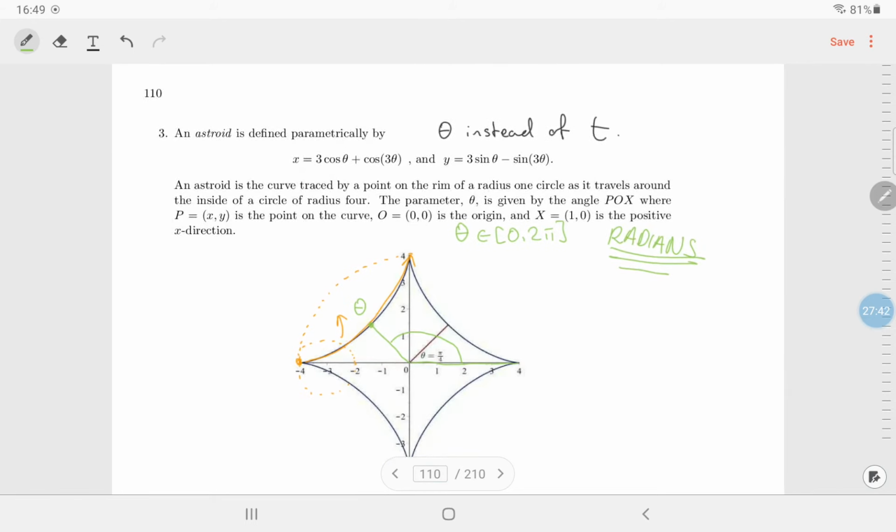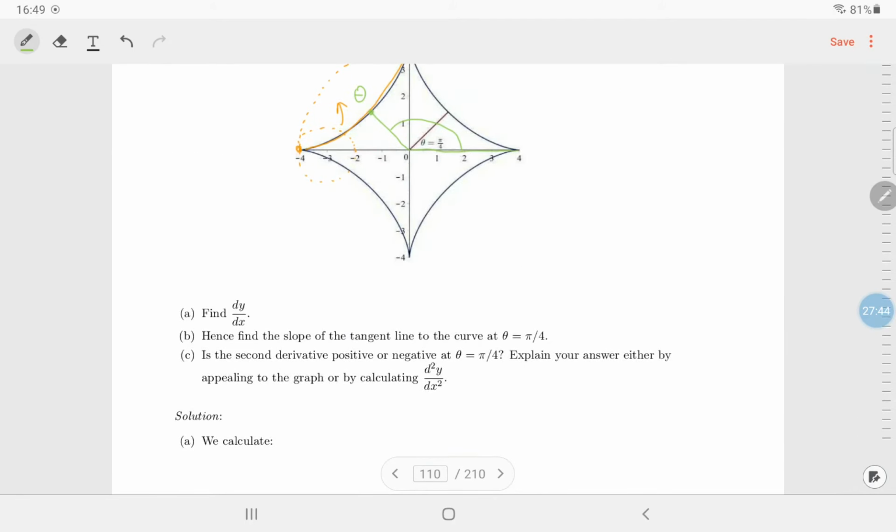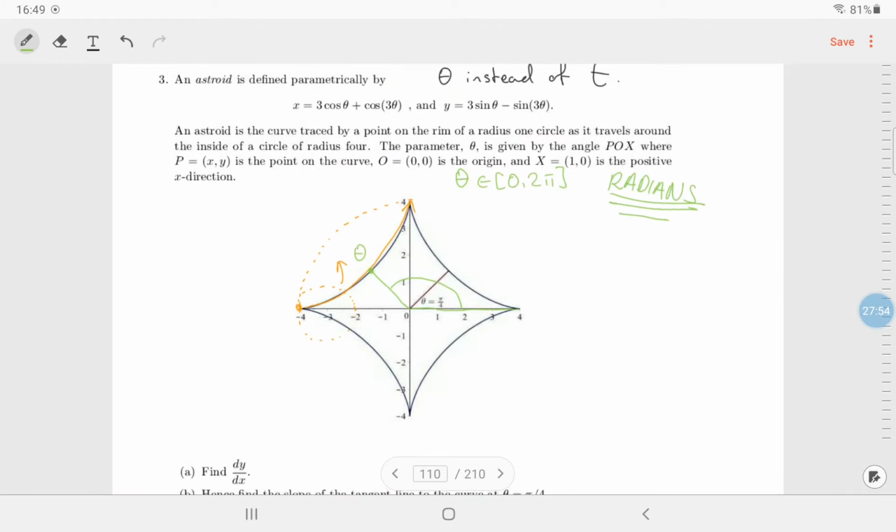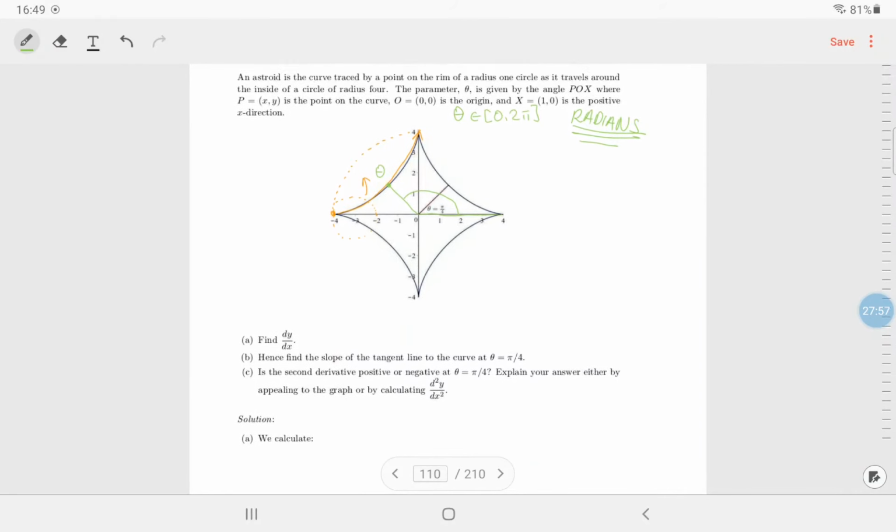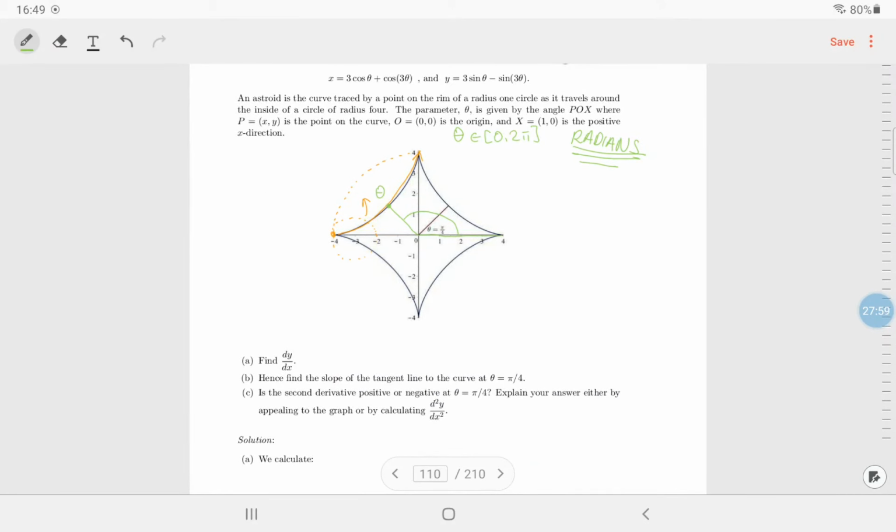Okay, so what are our questions here? Find dy dx, that's no problem, dy dt over dx dt. Hence find the slope of the tangent line to the curve at theta. So we're just going to plug in theta equal to pi over 4. And then we're going to talk about N shape, U shape. So not too bad. Okay, so we need to differentiate these things up the top. So I'm just going to write down those things up the top on a separate piece of paper.